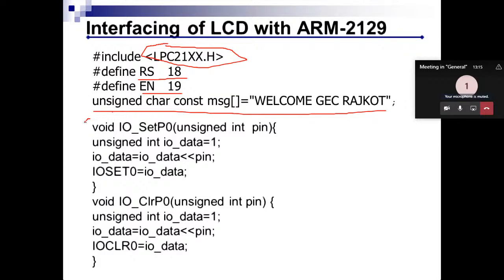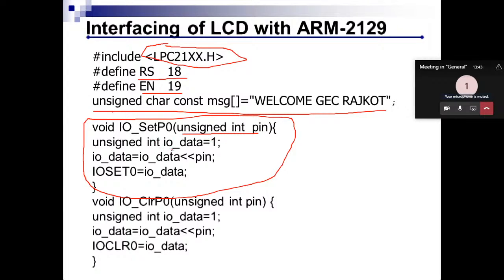Then this is the routine which will set a particular pin on the microcontroller. So this is the IO_set_P0 routine. It will set the pins on the P0 port. And as an argument of this function, we define which pin you want to set. So the pin number is an argument to this function.